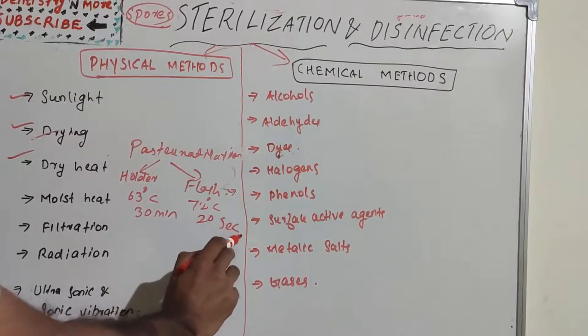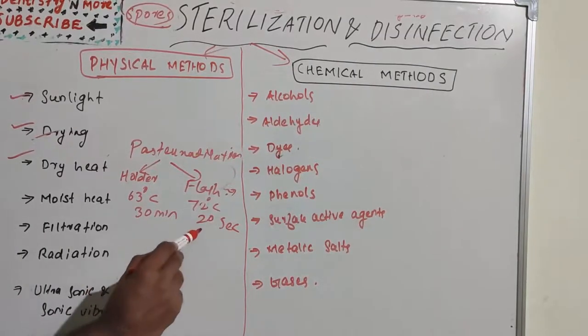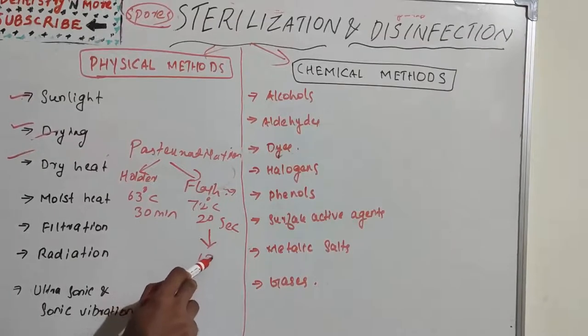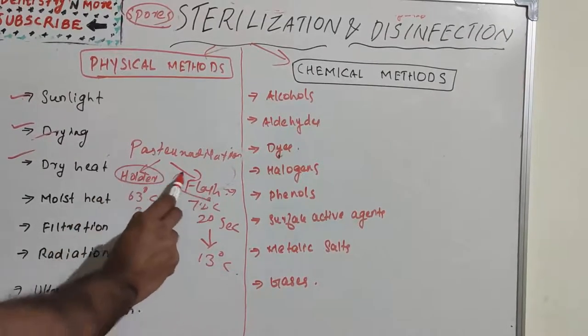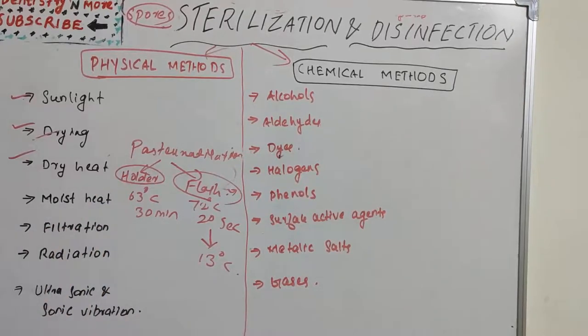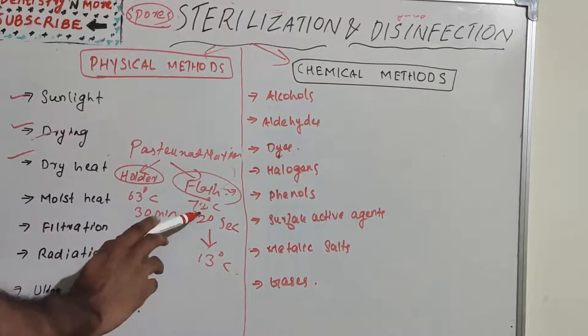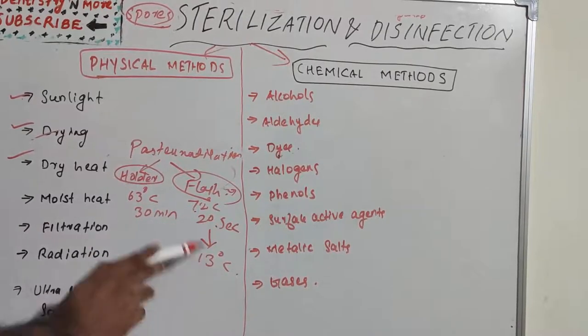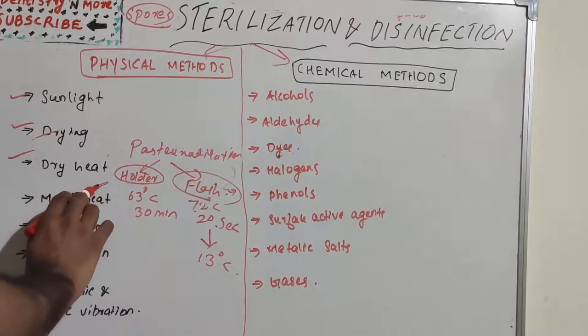Not minutes, it is 20 seconds, then rapid cooling to 13 degrees. So this is holder method, this is flash process. Holder method, 63 degrees Celsius for 30 minutes, and flash process 72 degrees Celsius for 20 seconds, and then rapidly cool to 13 degrees Celsius. So that is pasteurization process. It is coming under moist heat.